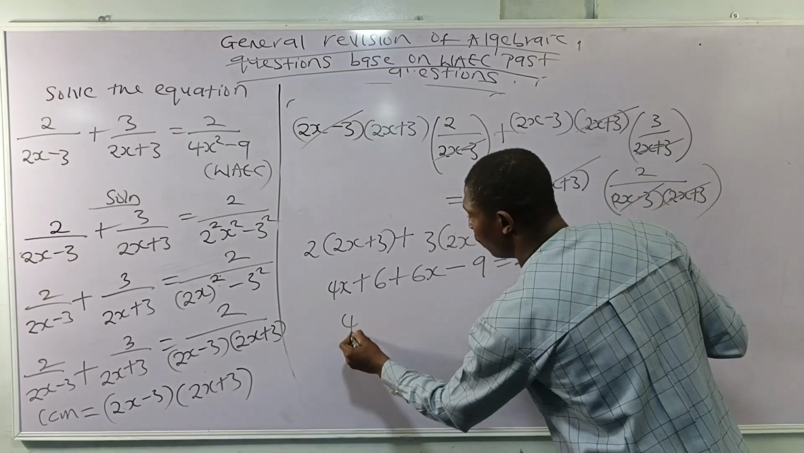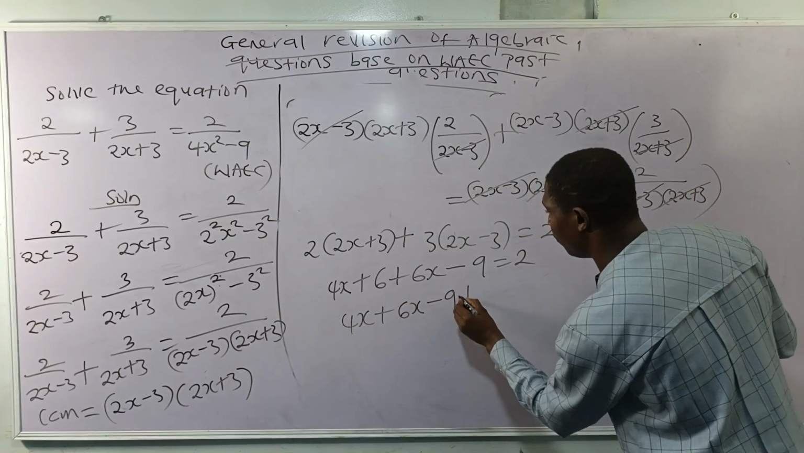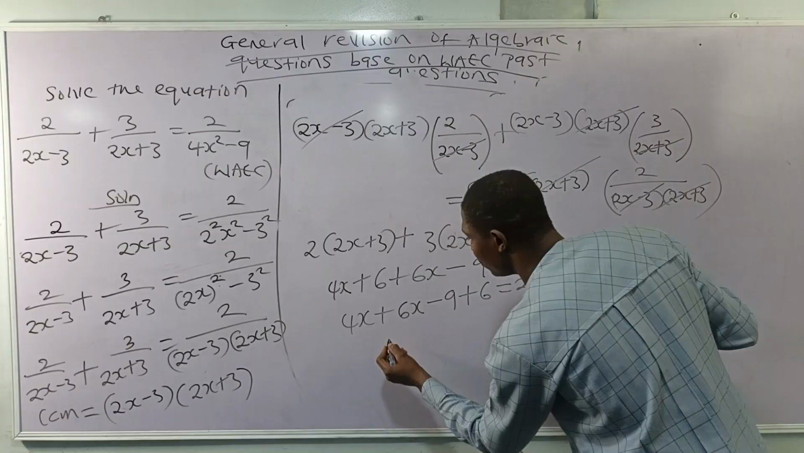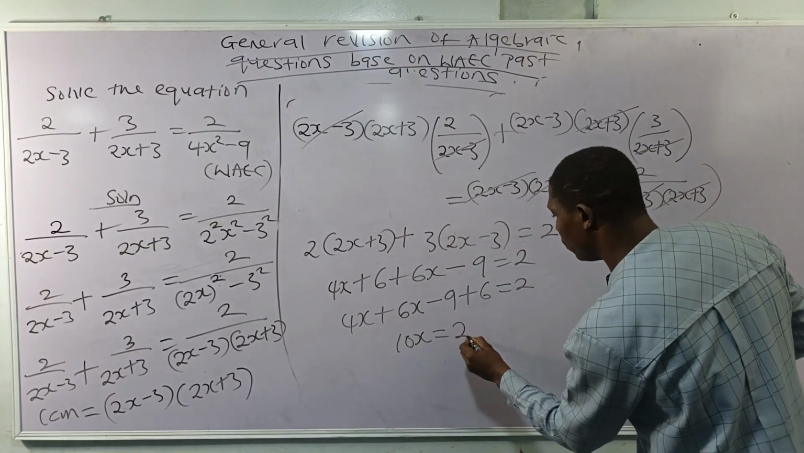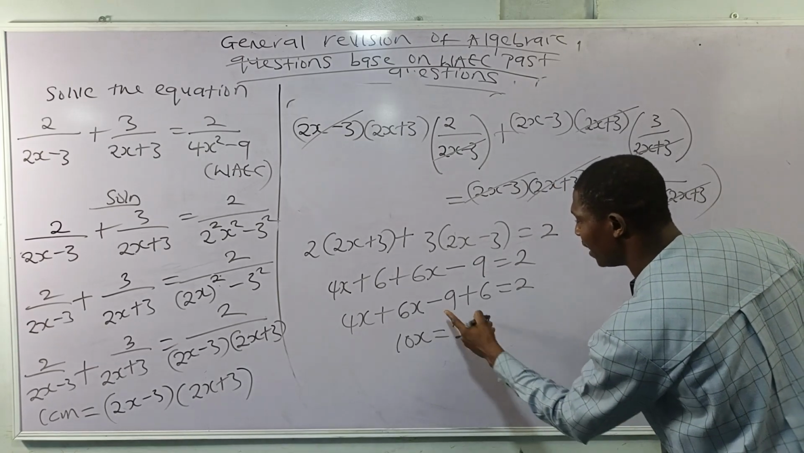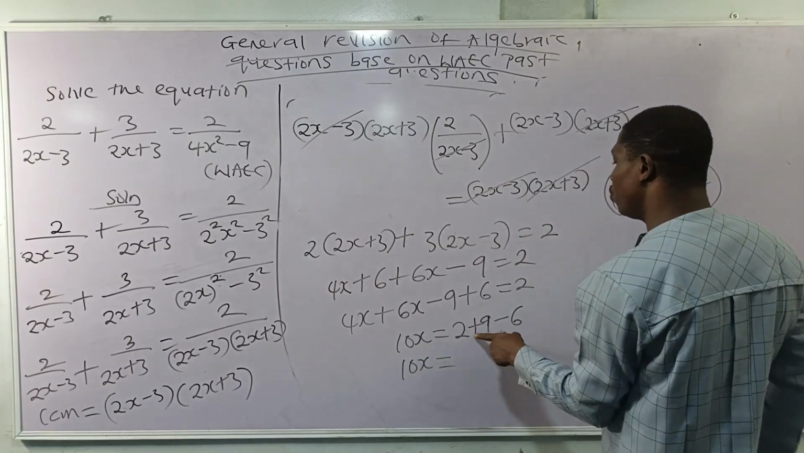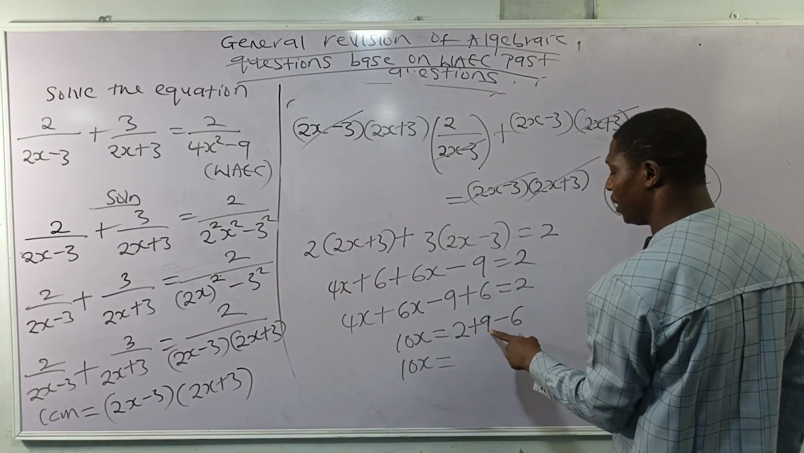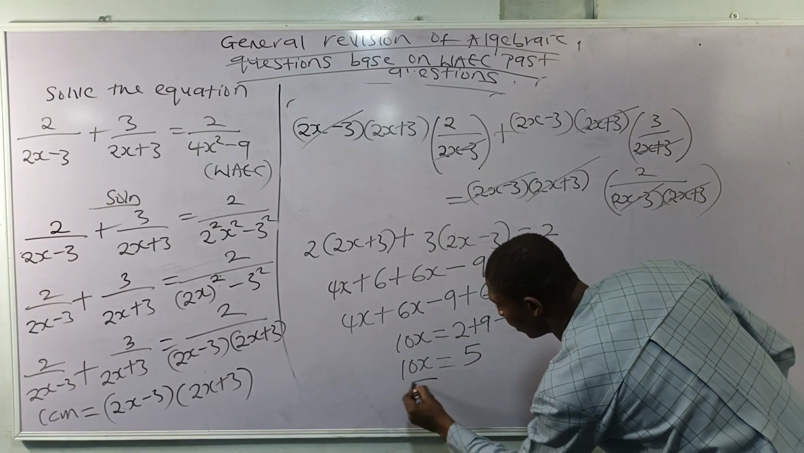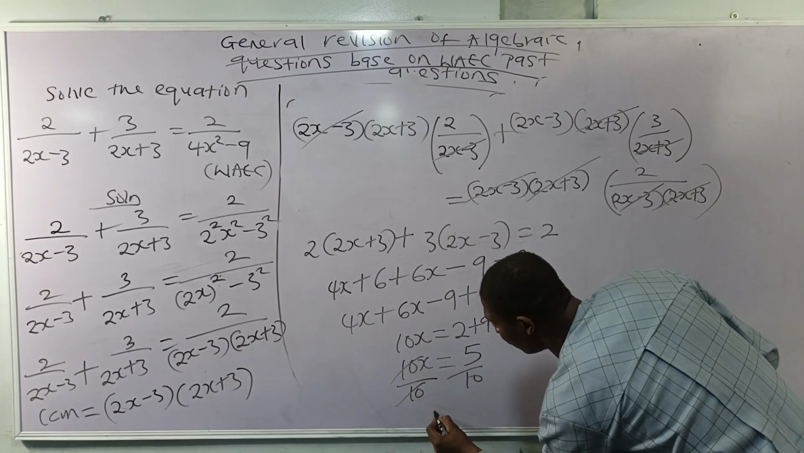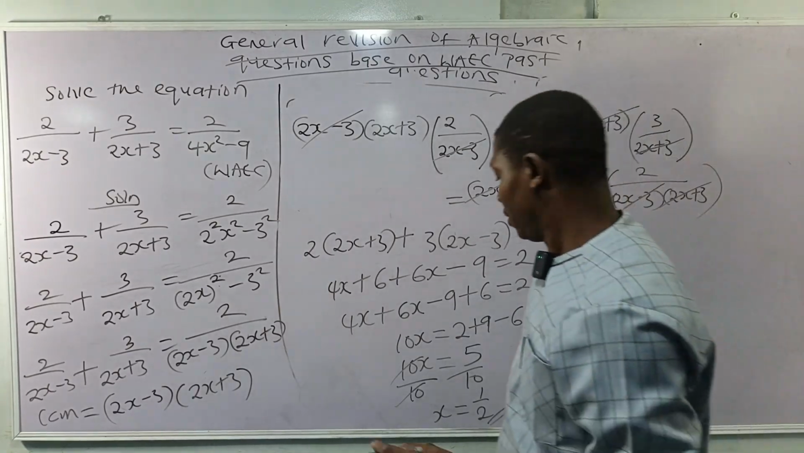And I'll have 4x plus 6x minus 9 plus 6 equal to 4. 4x plus 6x will give me 10x equals to 4. Positive 9 when crossed becomes negative 9, and negative 6. So I have 10x equals to 4 plus 9, which will give me 13. 13 minus 6 will give me 7. So I'll divide through by 10. And I'll have my value of x to be equal to 7 over 10. And this is my answer.